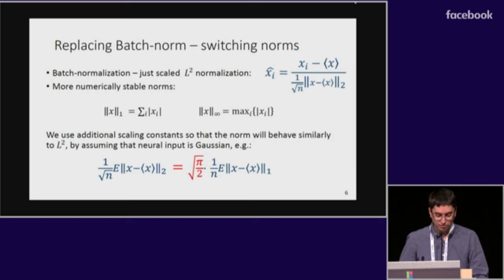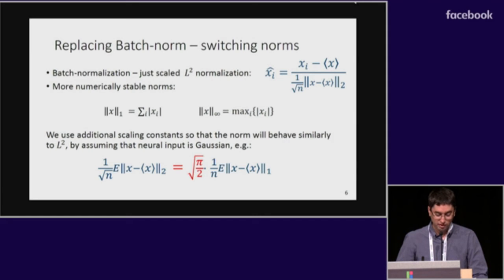In batch norm, we subtract the mean and divide by the standard deviation, which is just a scaled L2 norm of the centered inputs. If, as we suggested, norm invariance is the main property of batch norm, it is not essential to use the L2 norm. Therefore, we can choose more stable norms, such as L1 and L infinity. These norms are easier to compute, usually require less memory, and do not suffer from numerical problems of regular L2 norm. To find the correct scale factor for each norm, we required that the scaled norms would be equal in expectation. To analytically calculate this expectation, we make the common assumption that the neural inputs are approximately Gaussian.